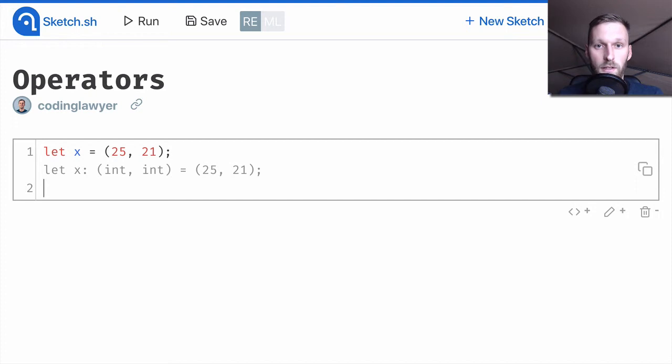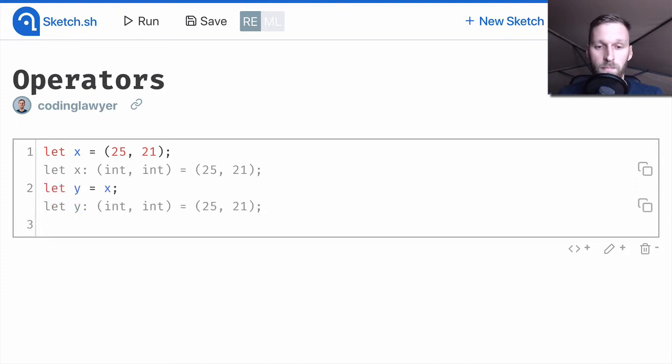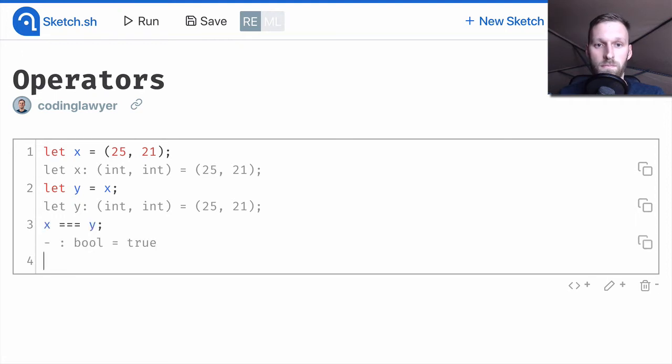Let's create another identifier. We defined a new identifier y and bound our x identifier to it. By doing that, we created another pointer which points to the same spot in memory as our x identifier. So let's compare these two identifiers using referential equality. We got true back since x and y are both pointing to the same spot in memory.